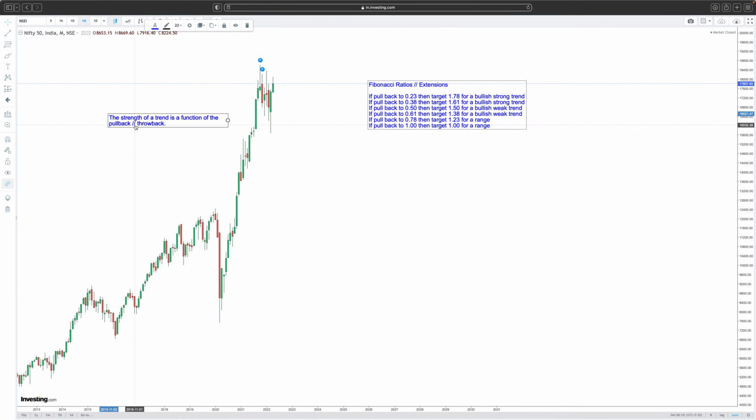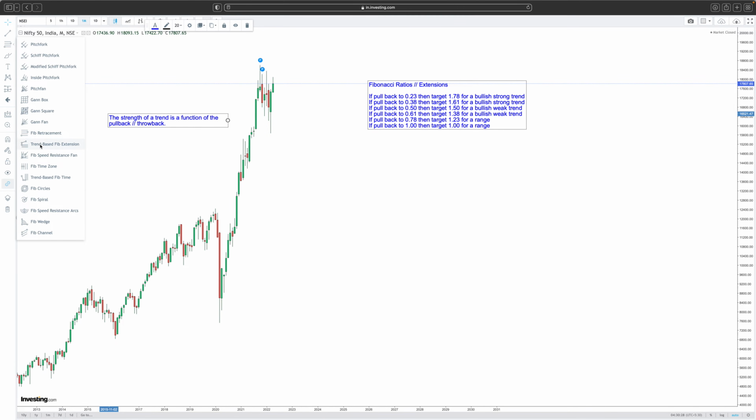There is no way for a trader to decisively conclude that the market is going to take a support at a particular Fibonacci level or not. However, we can plan. So let us understand.